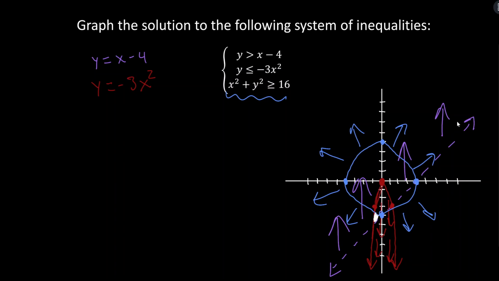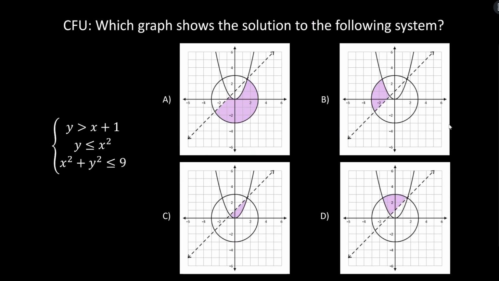Let's do a couple of quiz style questions, some checks for understanding. Pause the video at this point, check out this system of inequalities, and select A, B, C, or D. Which of these graphs shows the solution to the following system? I'll give you 5 seconds.